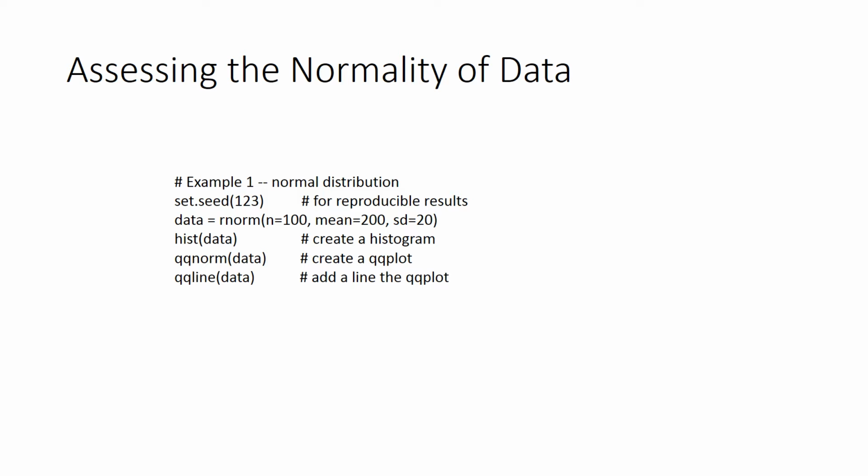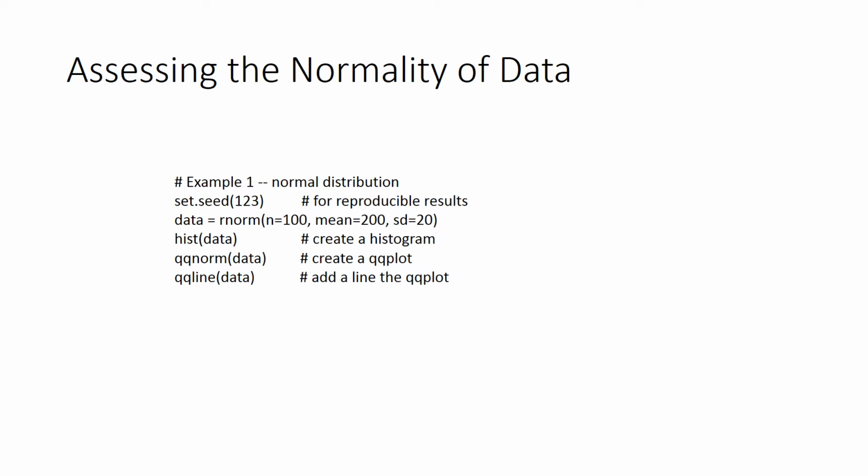In line 2, the setSeed function controls the random selection process. If you use the same setSeed number that I use, we should get the same results. In line 3, data equals rnorm(n=100, mean=200, sd=20) creates an object named data. And in this data, I'm going to store a random sample of 100 observations from a normally distributed population having a mean of 200 and a standard deviation of 20.